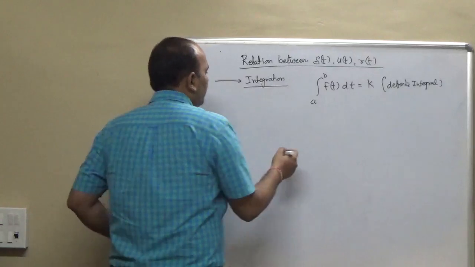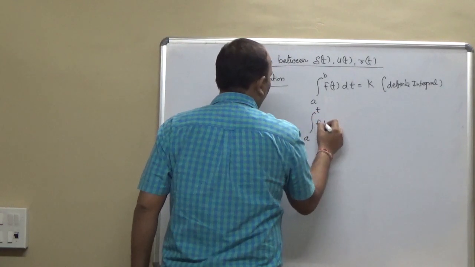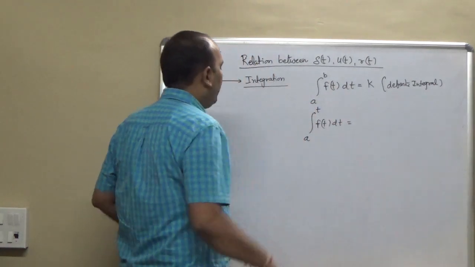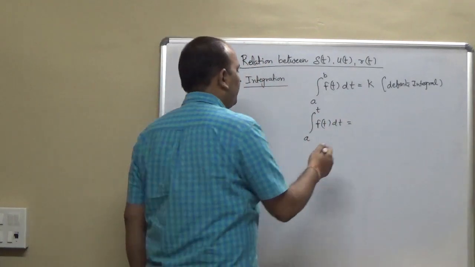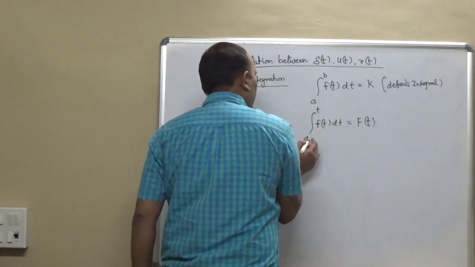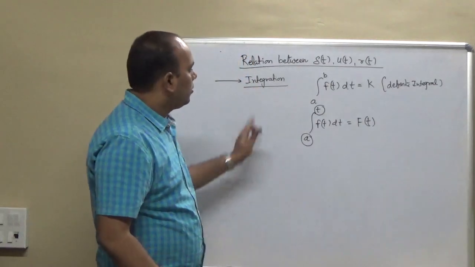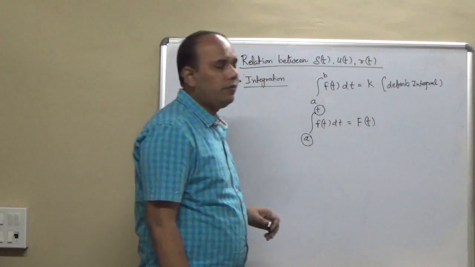Now second case, if we are integrating this particular part from a to t, f t dt, then the value of the integral will be again a function of time, because here a is a constant value and this t denotes the time domain. So the resultant integral will be a function of time.